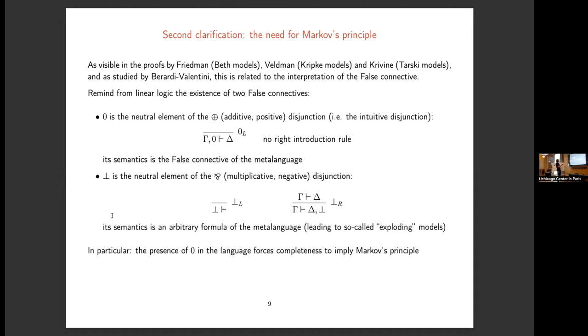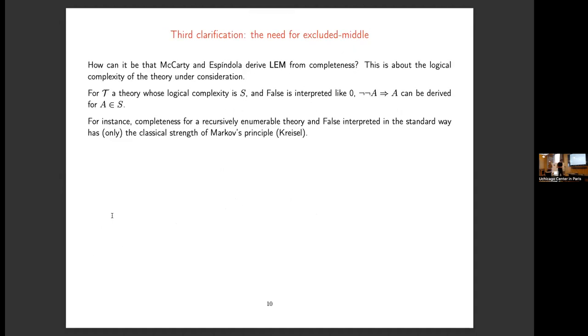Okay, so the third clarification: I also explain how to derive excluded middle. It's just because it depends on the logical complexity of the theory. So be careful, there are interactions between all these parameters. Here you need also a zero. You need also a false connective interpreted the standard way. Otherwise, you cannot derive this.